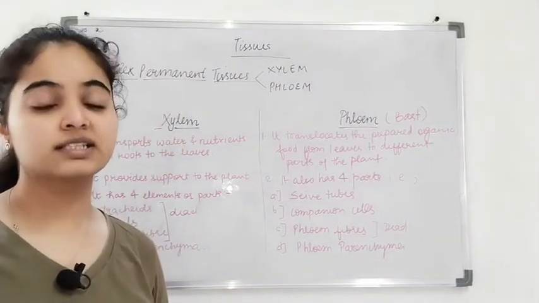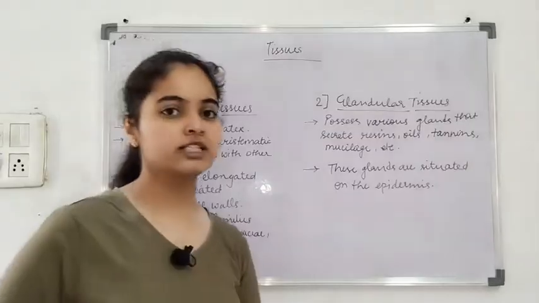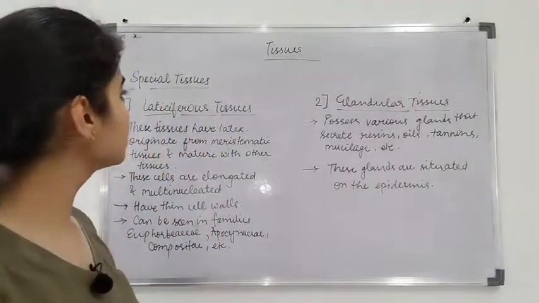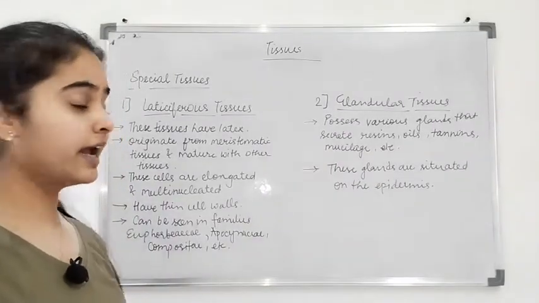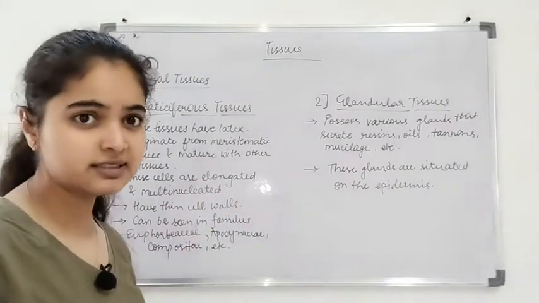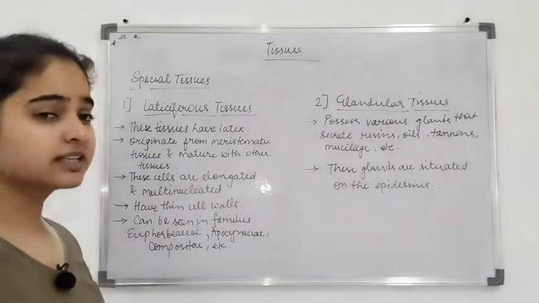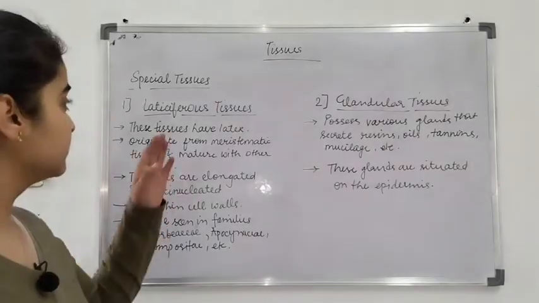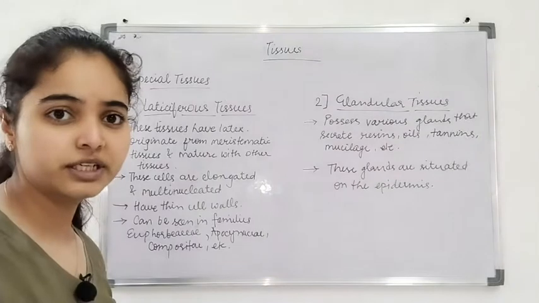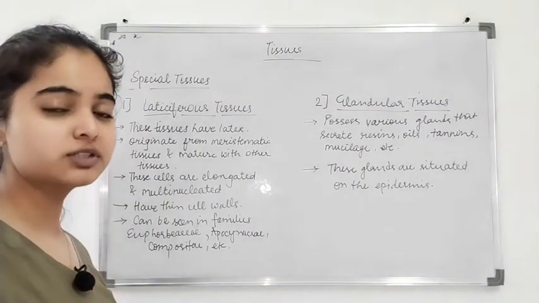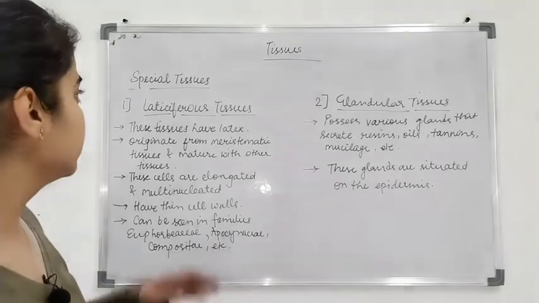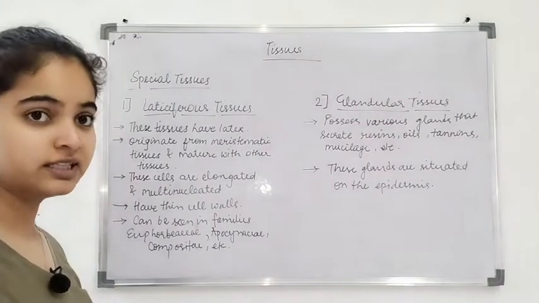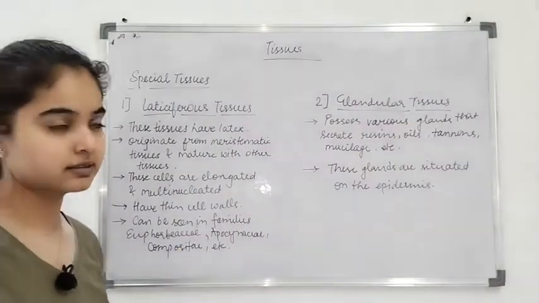Now we will discuss some specialized types of tissues. Specialized tissues. First is the latissiferous tissues. Latissiferous tissues have latex inside their cells, and the cell wall of these cells is very thin. These cells are elongated in shape and possess multiple nuclei. The latissiferous tissue originates from the meristematic tissue and matures with the other types of tissues. This type of tissue can be found in families such as Euphorbiaceae, Apocynaceae, and Compositae, etc.